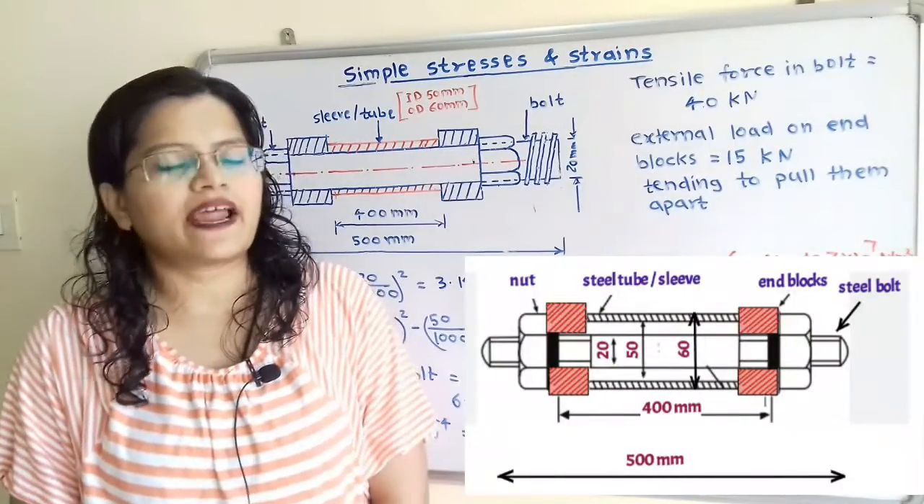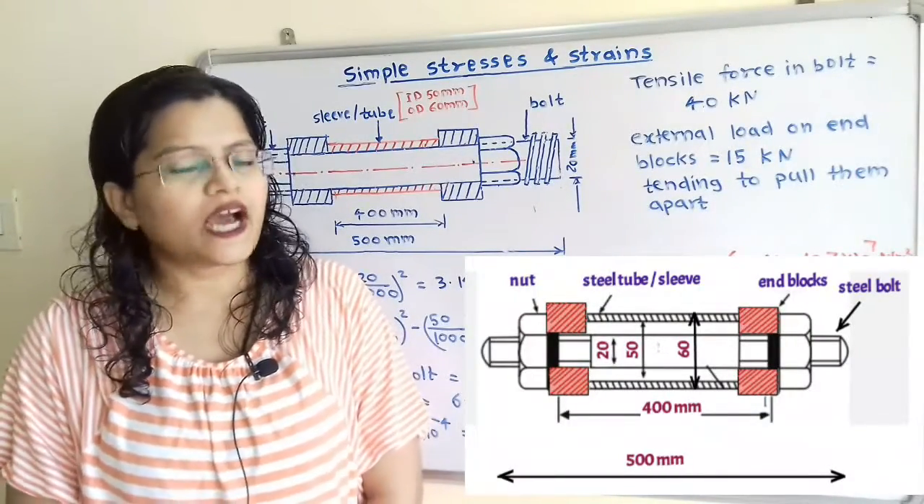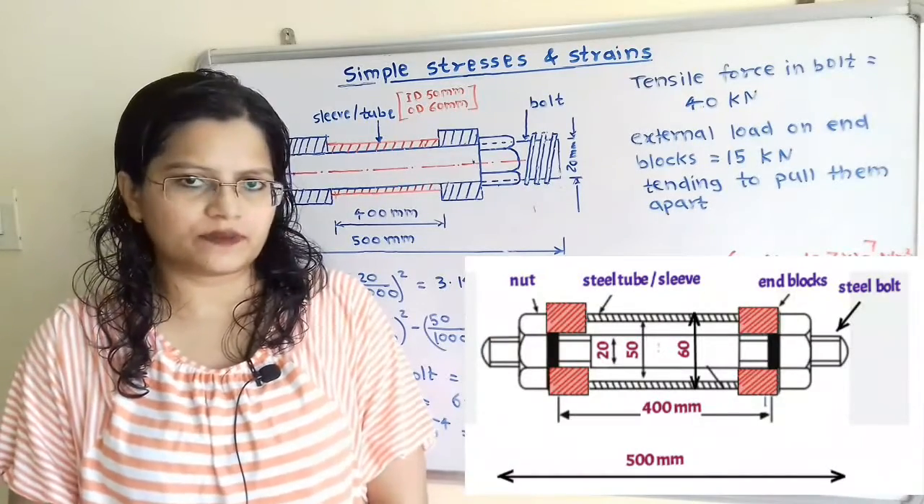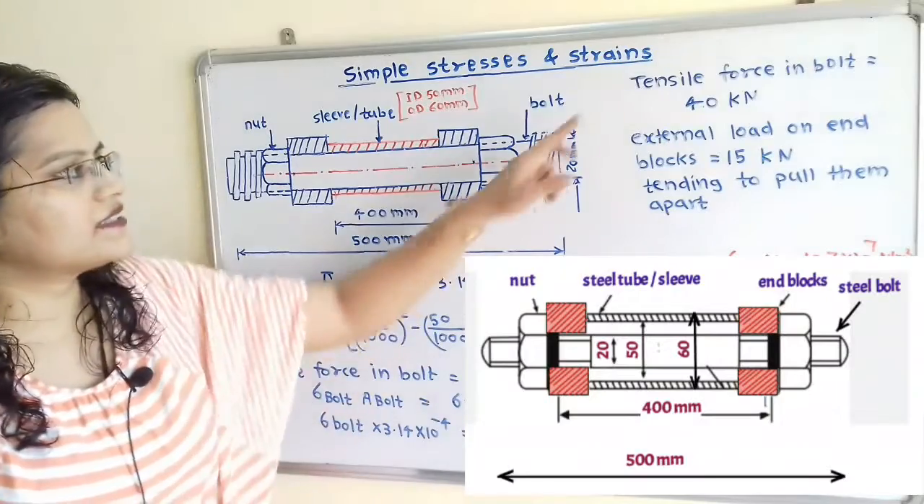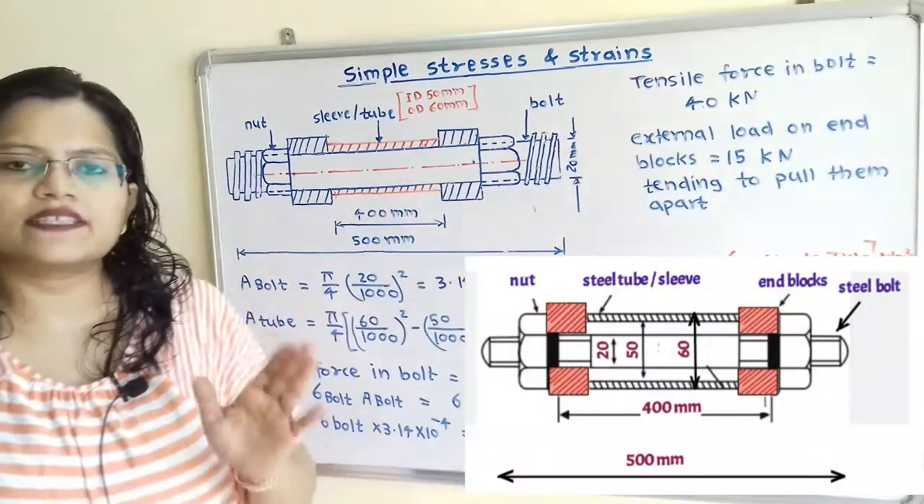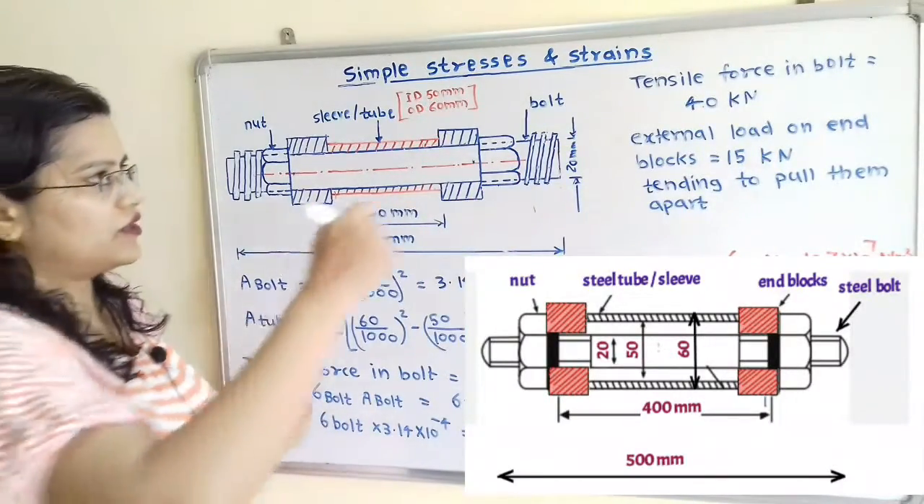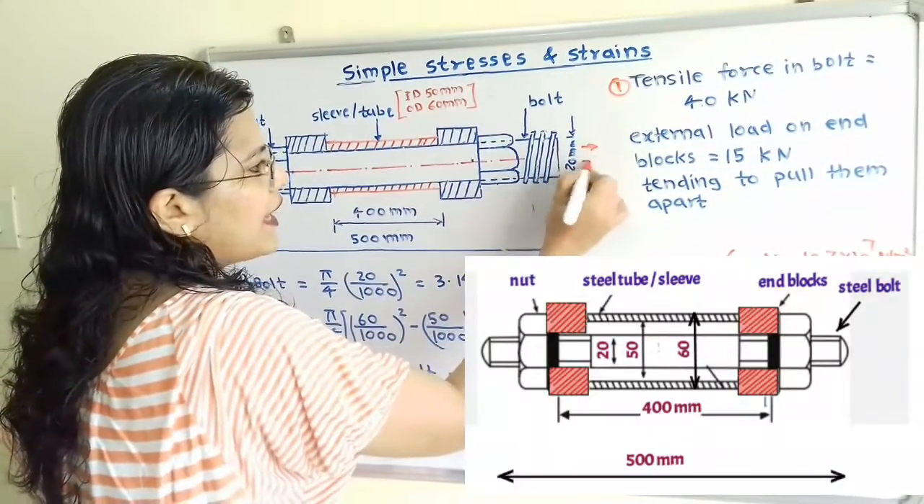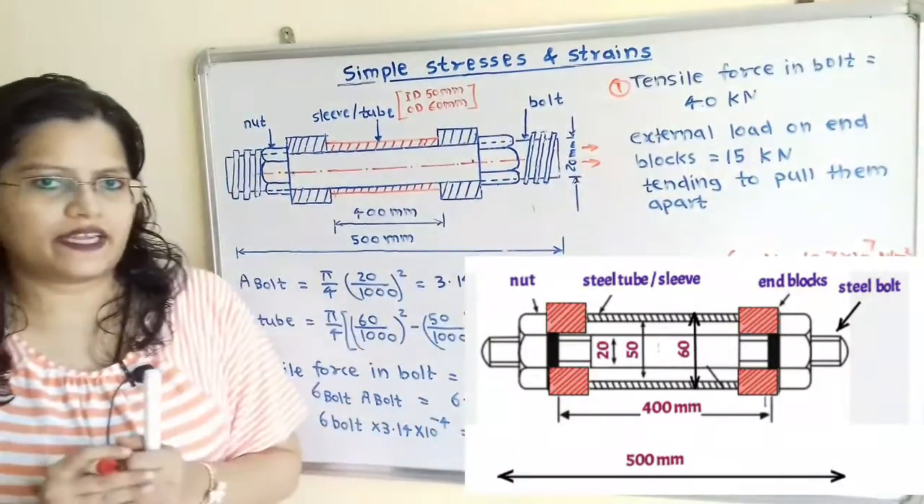Let us understand the given question. There are two types of loads acting in the nut and bolt arrangement. First type is the tensile force in the bolt and is equal to 40 kN. So we will show here, this is the bolt and the tensile force is acting.